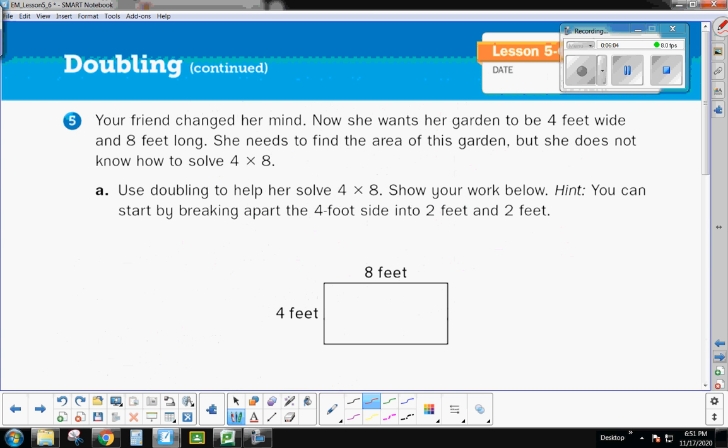Go to number 5. It says your friend changed her mind. Now she wants her garden to be 4 feet wide and 8 feet long. She needs to find the area of this garden, but again, she doesn't know how to solve 4 times 8. So here's a picture of her 4-foot by 8-foot garden. Use the doubling to help her solve 4 times 8 and show your work below. All right, go ahead and pause the video and see how you would solve this problem.